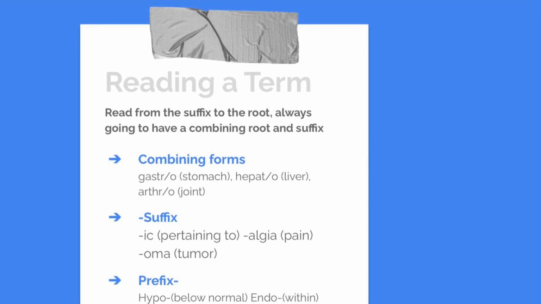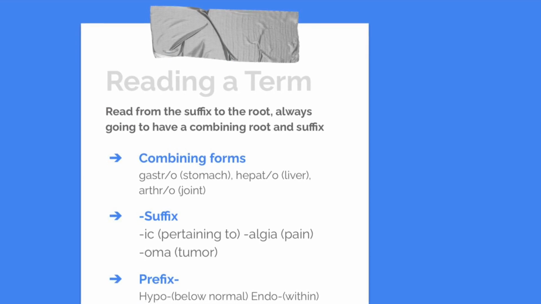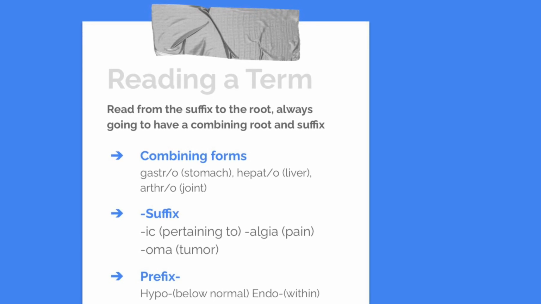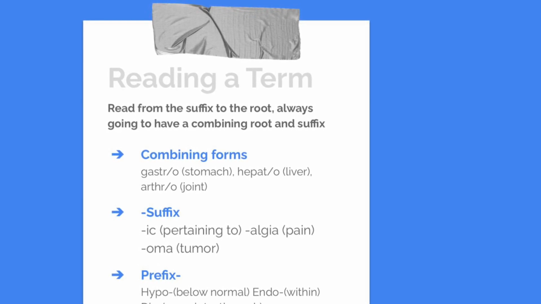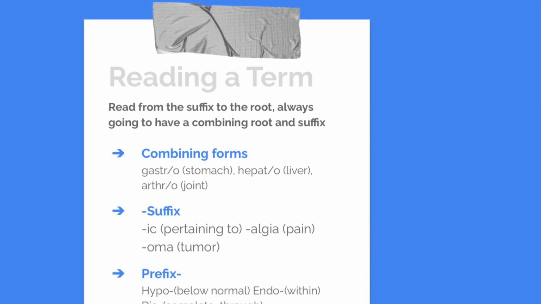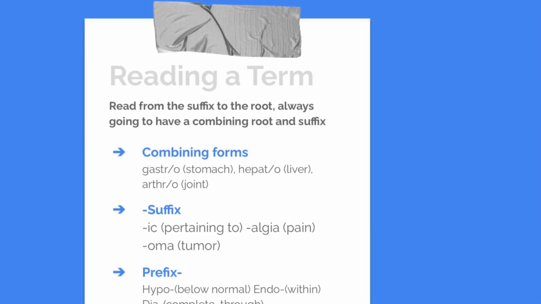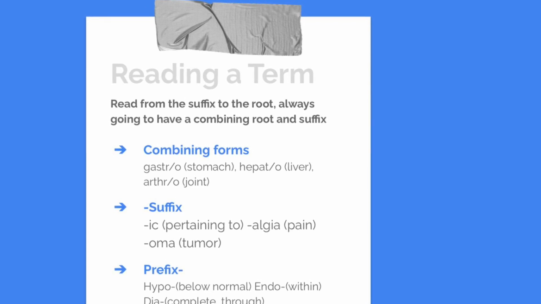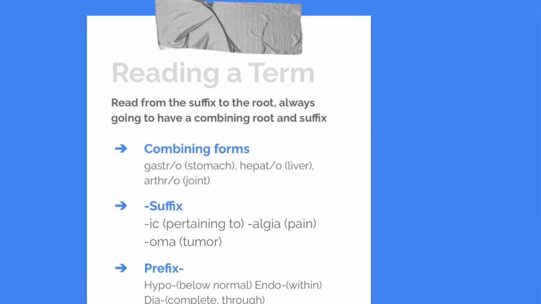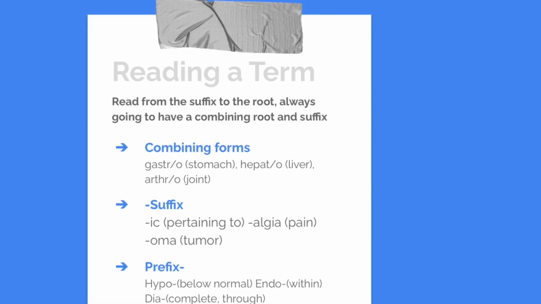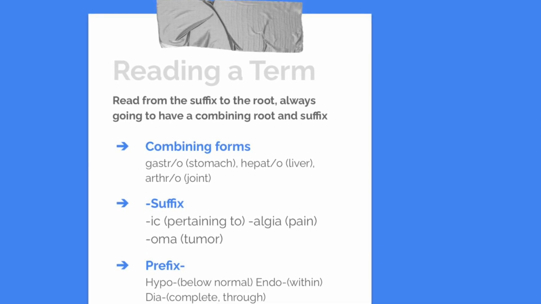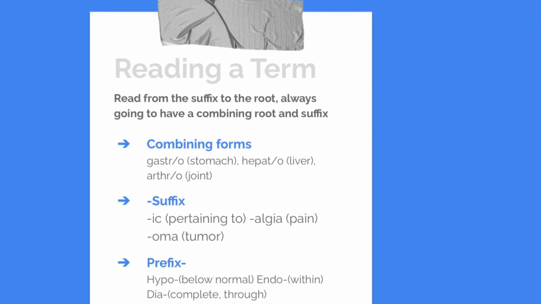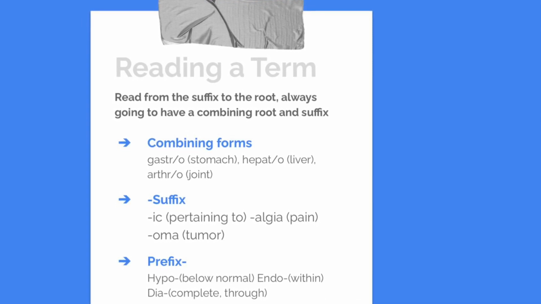Some examples of combining forms are gastro, hepat or hepato, and arthr or arthro, meaning stomach, liver, and joint. Suffix examples are ic, which is pertaining to; algia, which is pain; and oma, which is tumor. Examples of prefixes are hypo and endo. Hypo means below normal, and endo means within.